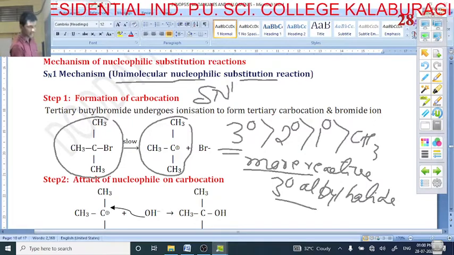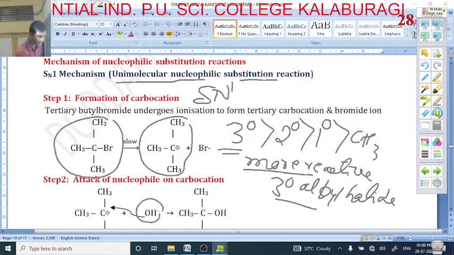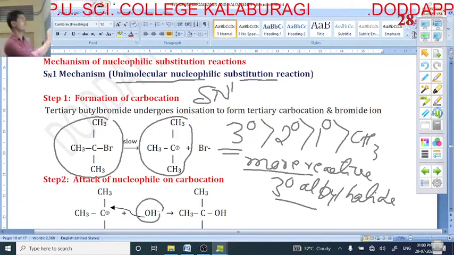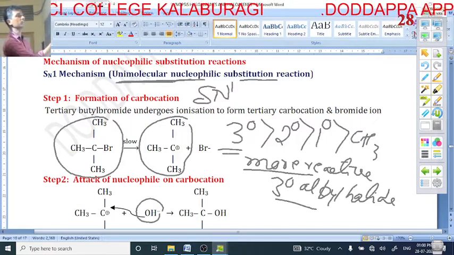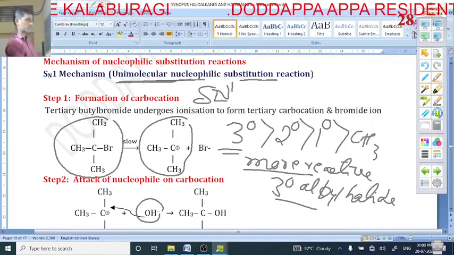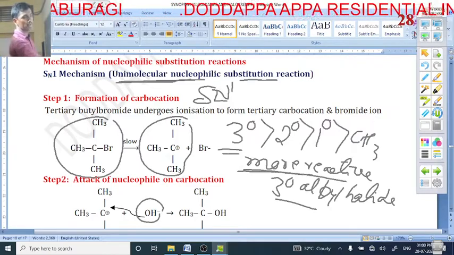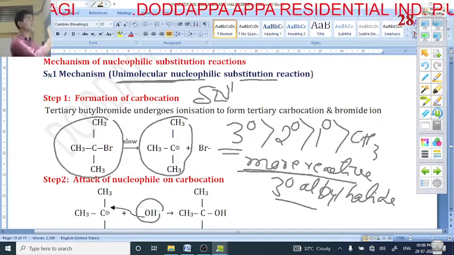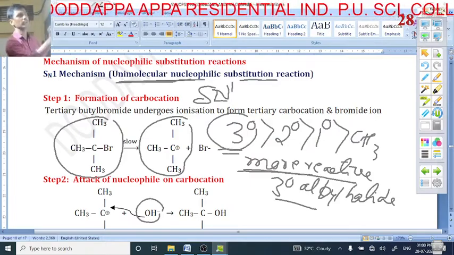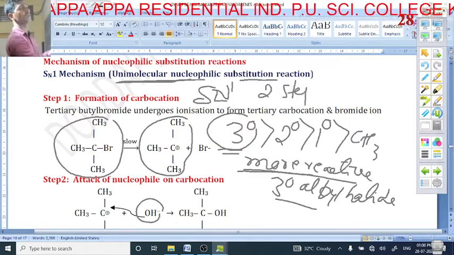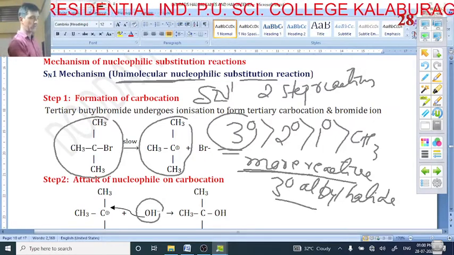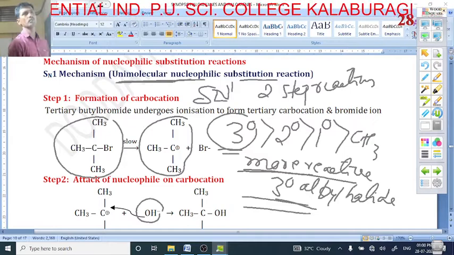Next, OH minus is the nucleophile. The nucleophile attacks the tertiary butyl carbocation and gives tertiary butyl alcohol. In SN1, S means substitution, N means nucleophilic, and 1 means unimolecular. The fastest reaction in SN1 is with tertiary alkyl halide. It is a two-step reaction.